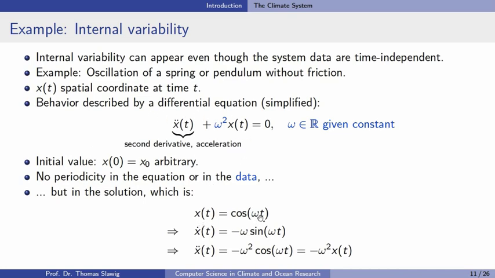Here you have a periodic function, so you have internal variability, even though the system from outside has no time-dependent coefficient. This is a very simple example, and it can be shown from mathematics that this is the only solution there is. That's what you see in a pendulum. If there is no friction, it will move forever, always turning from one side to the other, or the spring will always move up and down, a periodic motion.